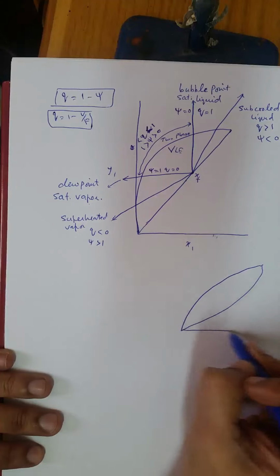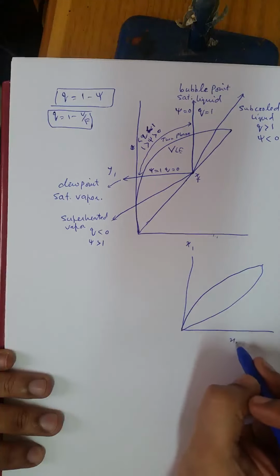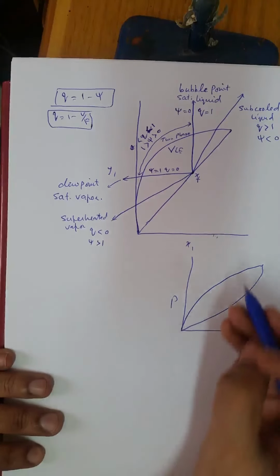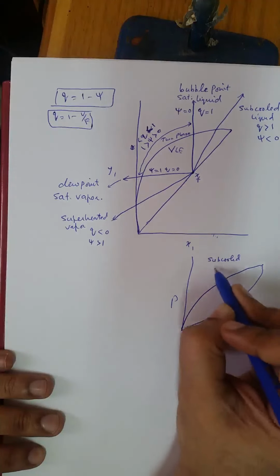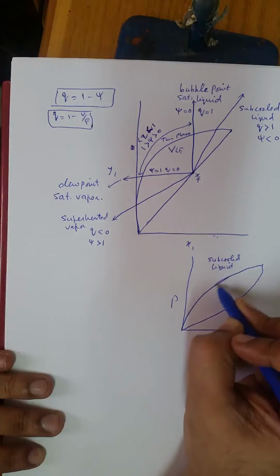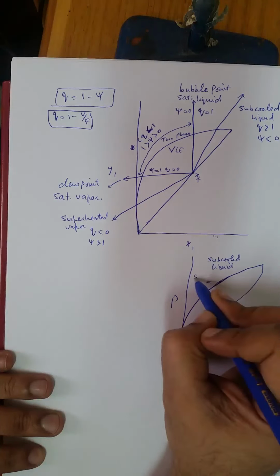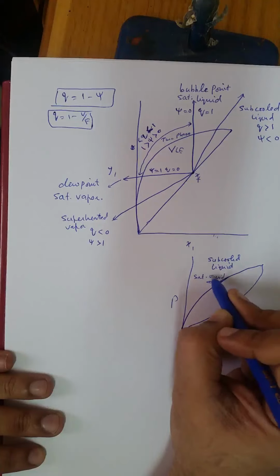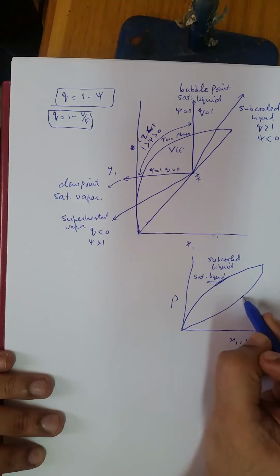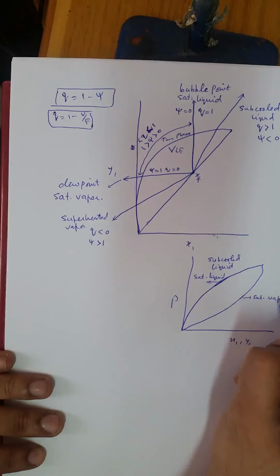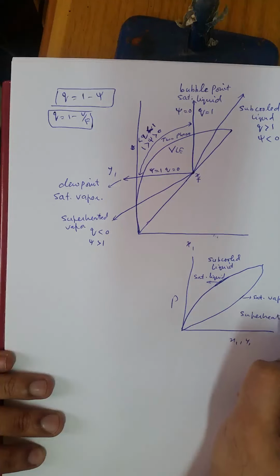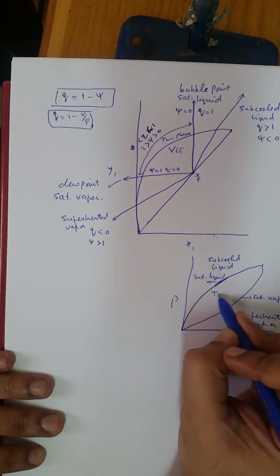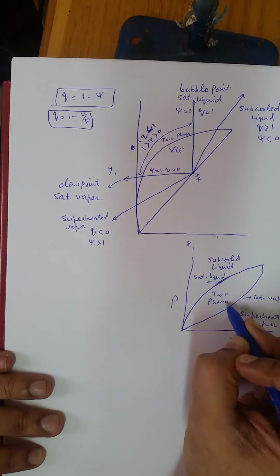you know already this one diagram. Oh sorry, X1, Y1 and P. So this is subcooled liquid, saturated liquid, saturated vapor, superheated vapor, two phase. Same diagram.